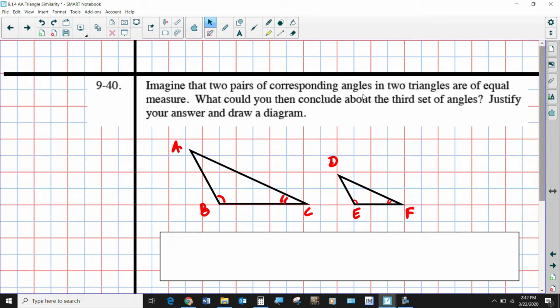All right, so imagine the two pairs of corresponding angles in two triangles are equal in measure. What could you then conclude about the third set of angles? All right, so what do we have here? It looks like we've got angle B here and angle E. They're the corresponding angles of these two triangles that are similar to each other, and they are exactly the same, and they should be exactly the same because they're similar figures. And angle C and angle F, they are also congruent to each other.